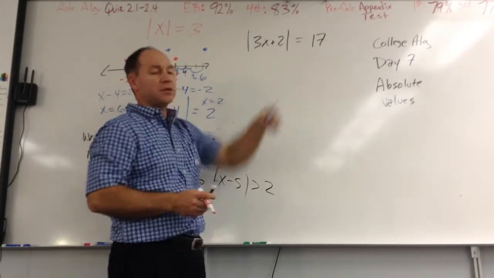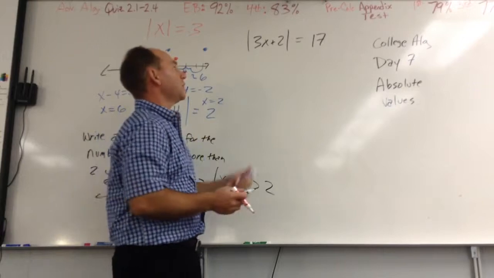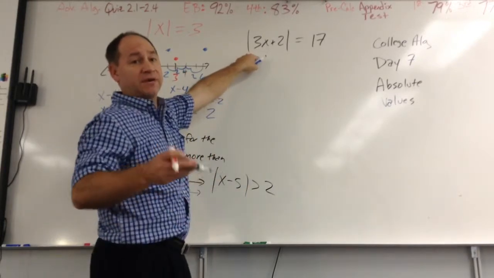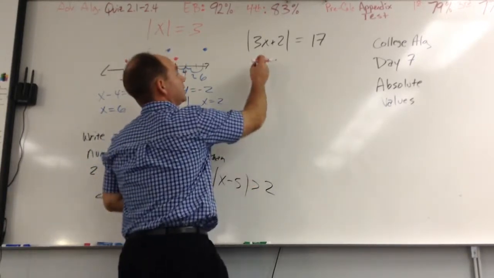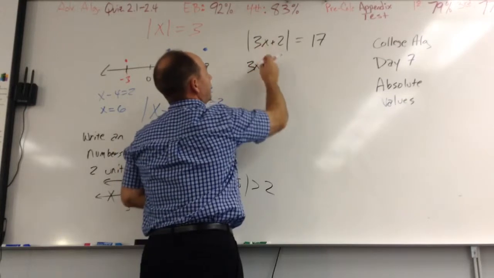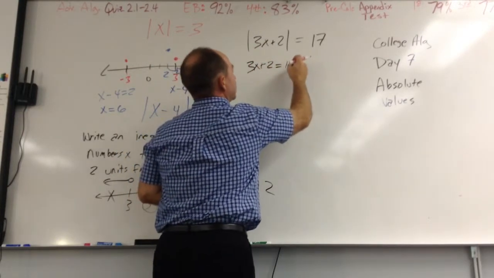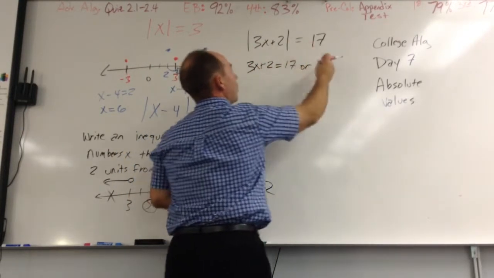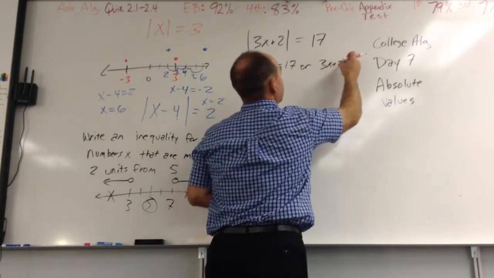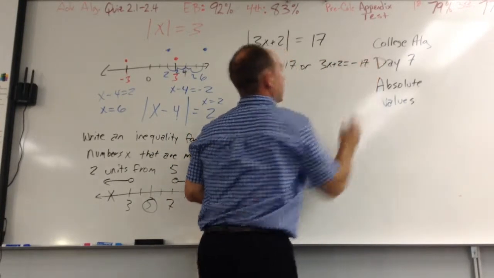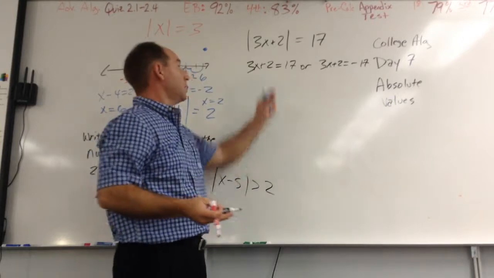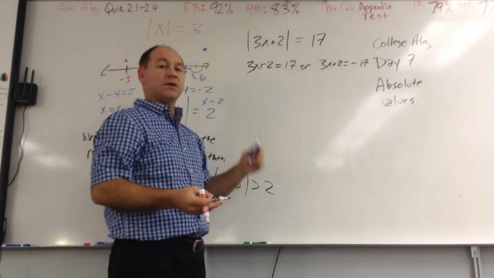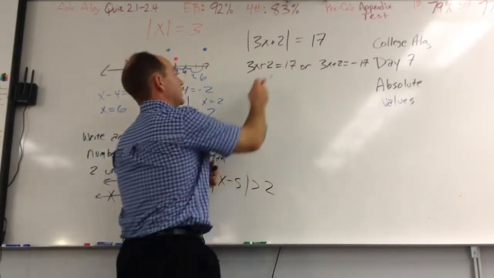The absolute value of 3x plus 2 equals 17. Well, if its absolute value equals 17, that means this stuff in here could be 17, or that stuff in there could be the opposite of 17. The stuff in the absolute value could be 17, or it could be negative 17, and we solve.